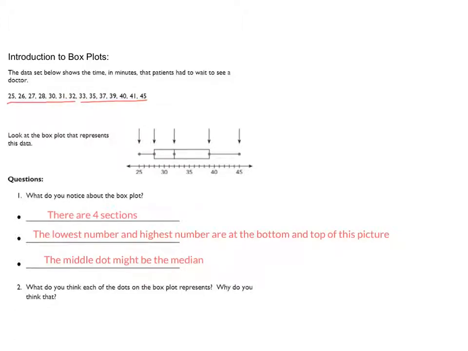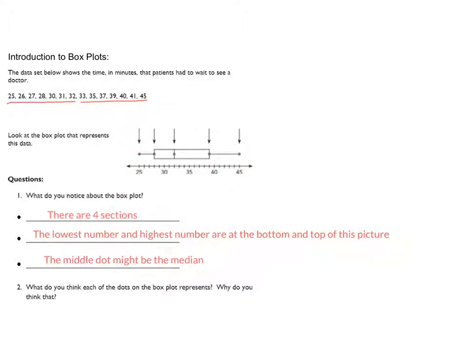So here are a couple of my observations. I noticed that this seems to have 4 sections to it. The lowest number of the data is at the bottom of the picture. The highest piece of data, the largest data number, is at the highest part. This middle looks like it might be the median, although not quite. I think that might be a mistake because our median is 32.5. It's halfway between 32 and 33. Looks like this is at 32, but I think it should be at 32.5. So yeah, just a couple of things.